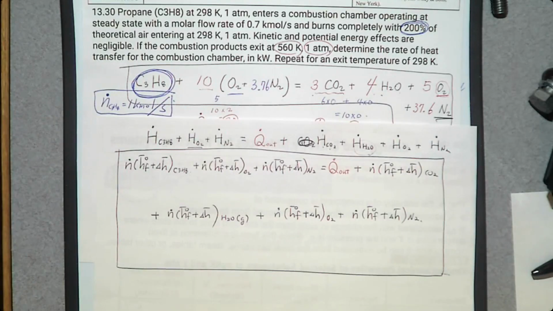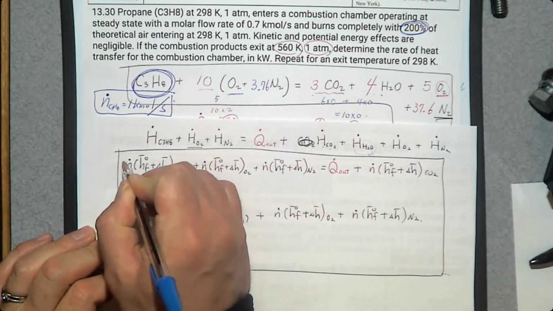That's 1. What is n dot for oxygen? If the molar flow rate of propane is 1, what is the molar flow rate of oxygen? What is the ratio between propane and oxygen by mole? This is 1 to 10. So if the molar flow rate of propane is 1, the molar flow rate of oxygen is going to be 10. The molar flow rate of nitrogen is going to be 10 times 3.76. The molar flow rate of carbon dioxide is going to be 3. The molar flow rate of water is 4, and nitrogen is 37.6. So we know n dot for every component. They are from the balanced reaction equation.